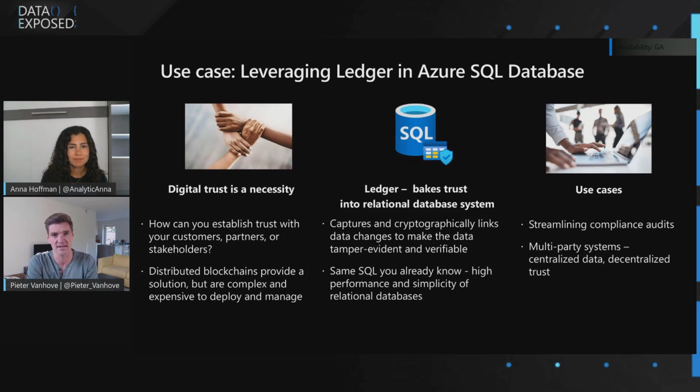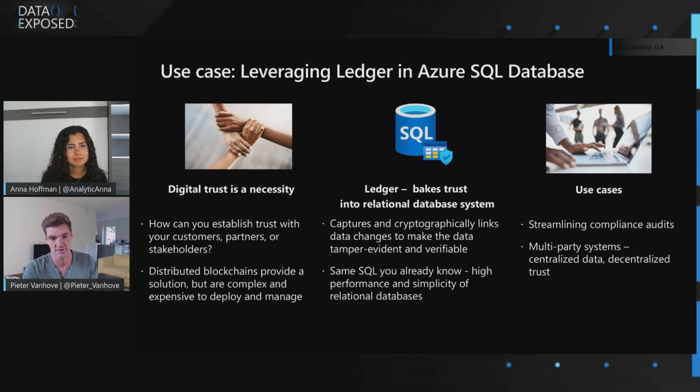So what we noticed is that a lot of customers are looking into distributed blockchain technologies to provide that trust. But it is really complex for them to set up. It's quite expensive to deploy, and it's also really, really hard to manage. And it's not even really performant. So that's why we came up with a feature called Ledger, and it's really all about making your data tamper-proof by using cryptographic links of data changes.